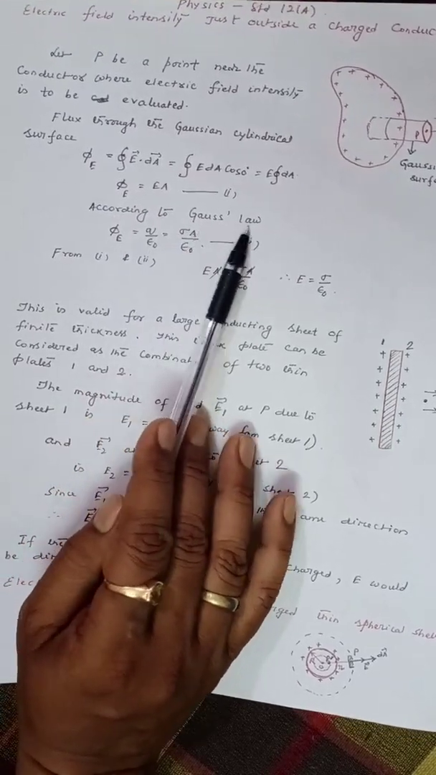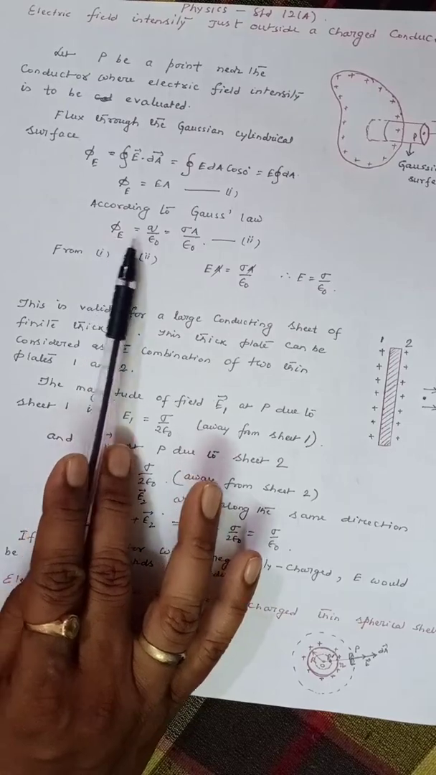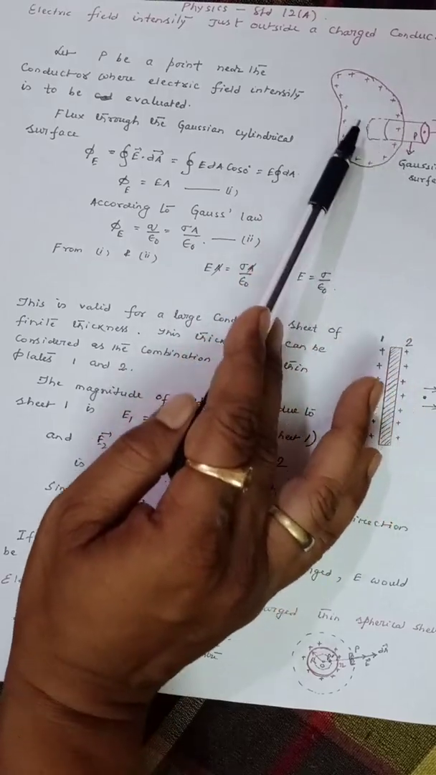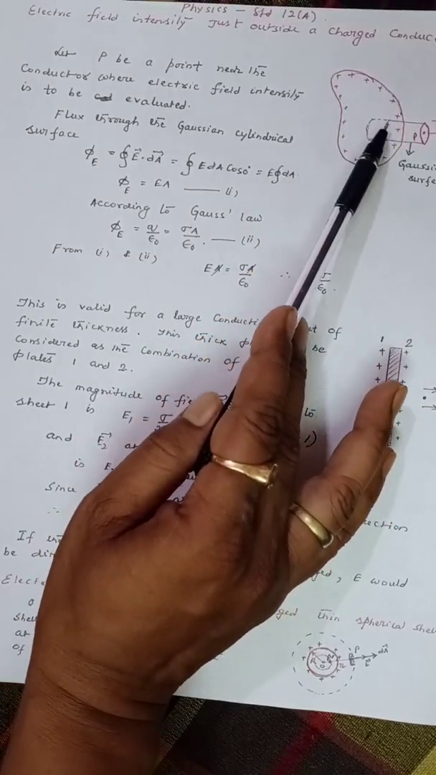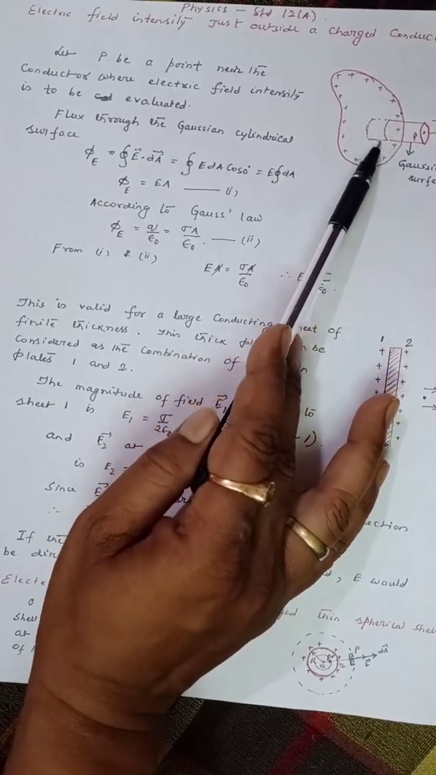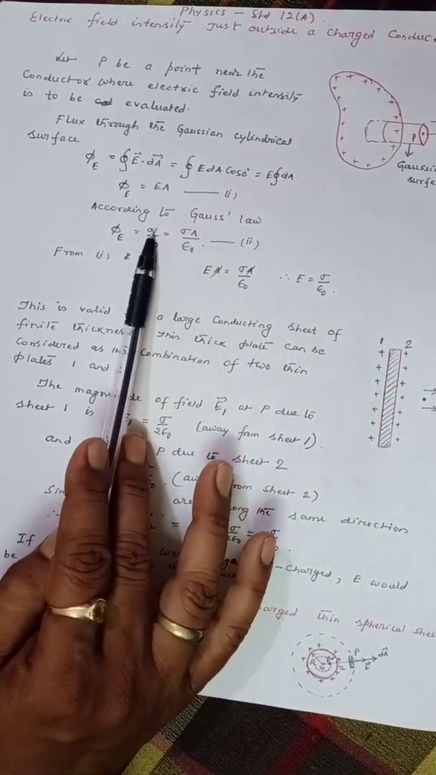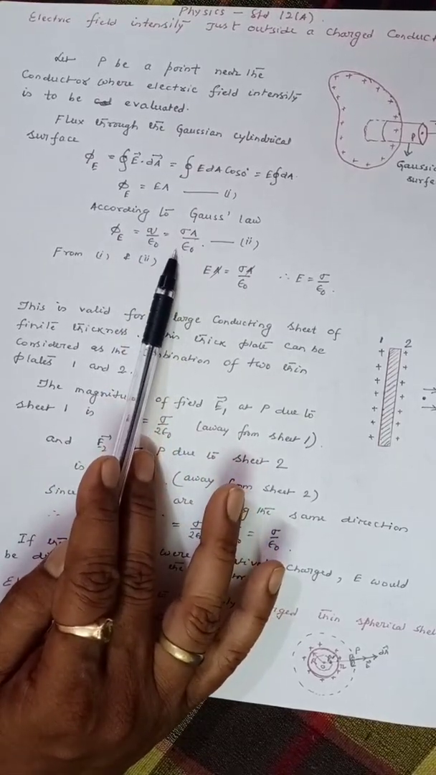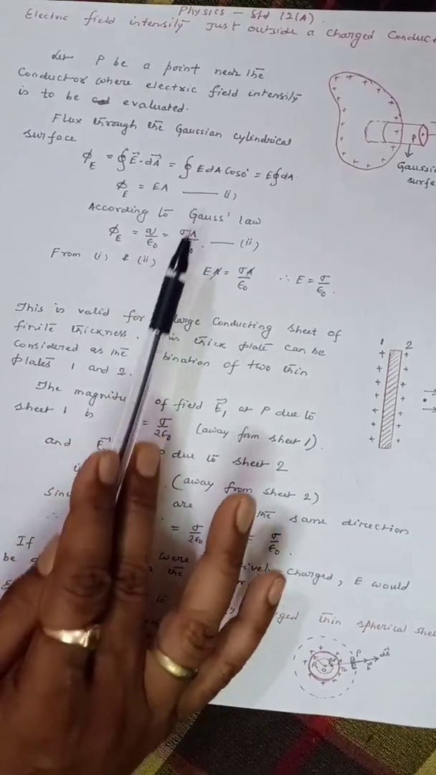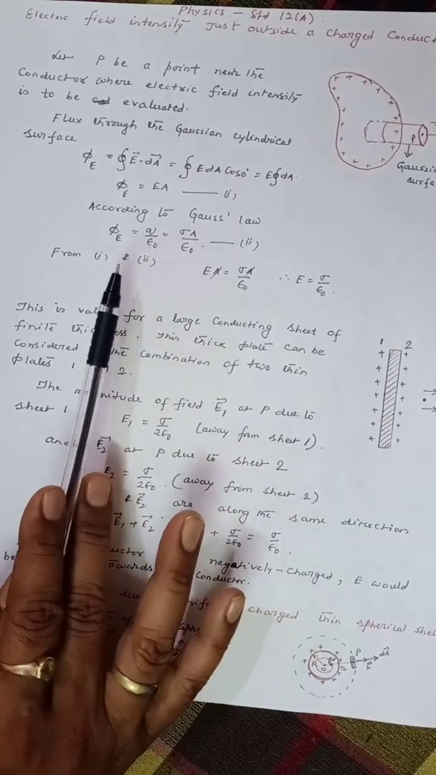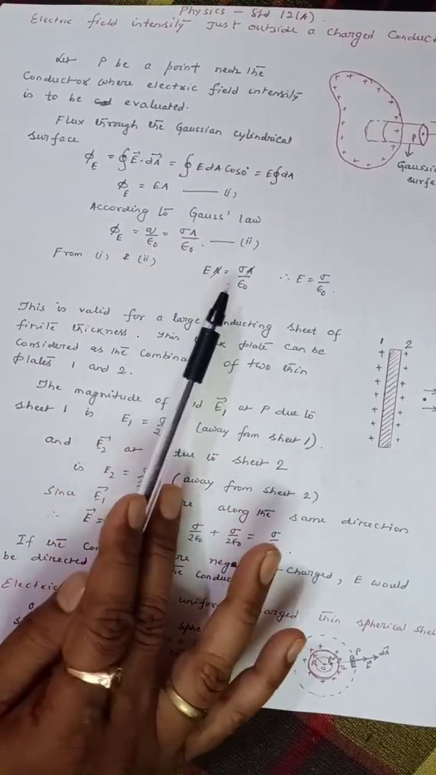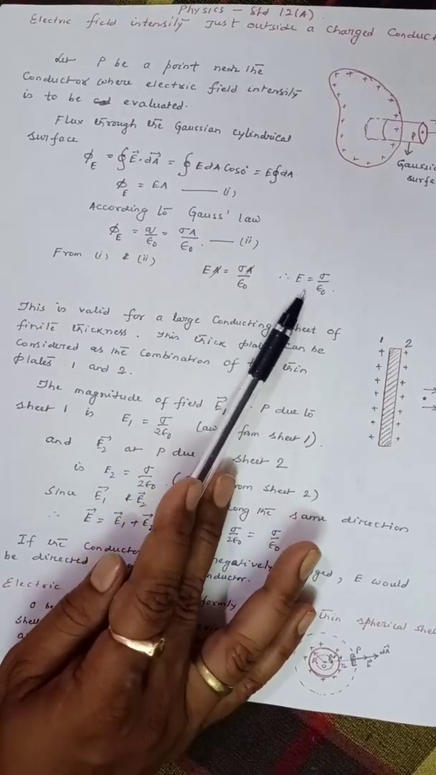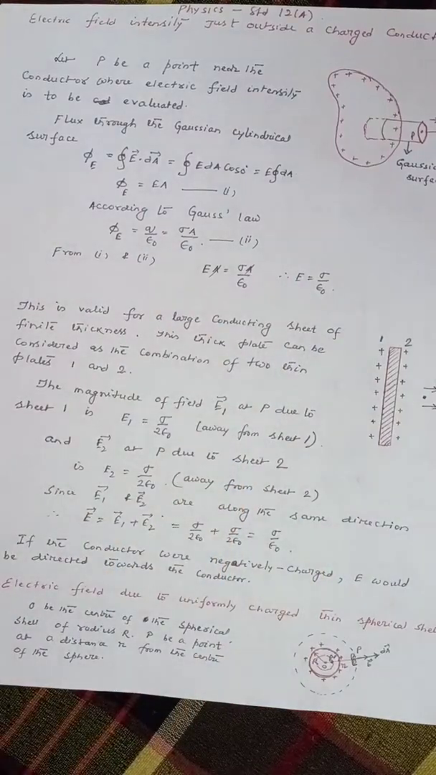Now according to Gauss's law, phi E equals Q by epsilon naught. If we consider sigma as the surface charge density, then the charge which is present within the area A is given by Q equals sigma A. So phi E equals sigma A by epsilon 0. Now this is equation 1, this is equation 2. If we equate 1 and 2, we get EA equals sigma A by epsilon naught. Cancel A, so E equals sigma by epsilon naught.